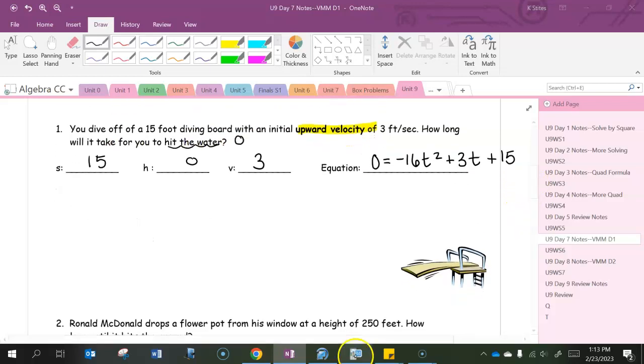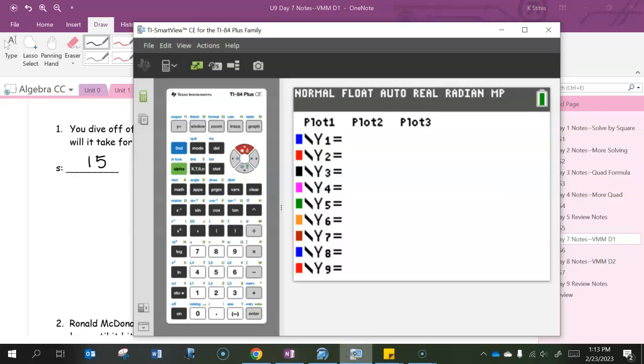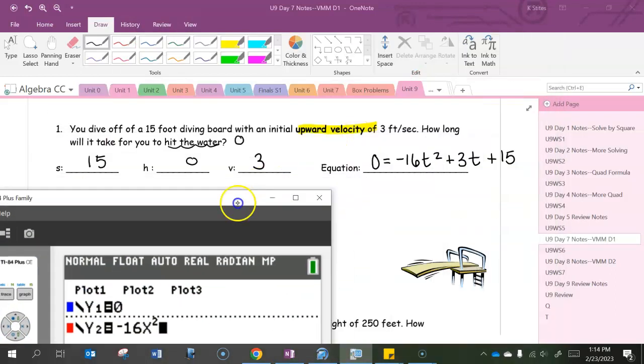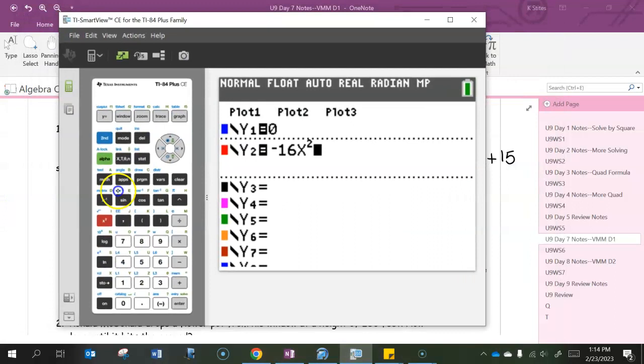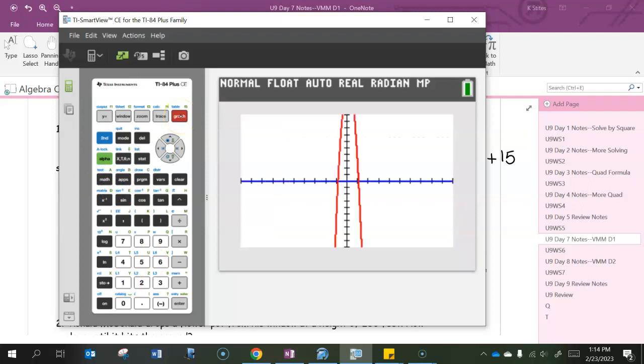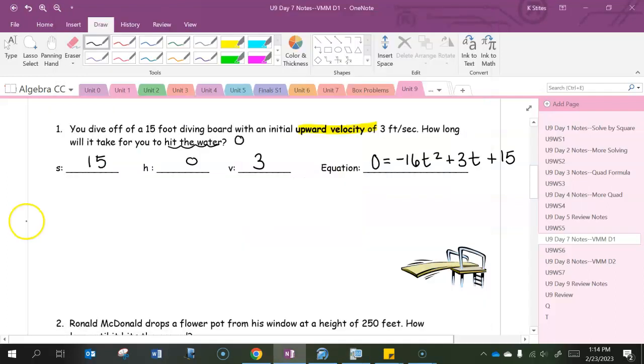All right, and now we're just going to go ahead to our calculator and graph that. So you'll go to your y equals, put your 0 in y1, and we'll type in the rest of it in y2. Make sure you use x: that's negative 16x squared plus 3x plus 15. And now we're just going to go ahead and graph. Okay, so this does create a parabola here, and depending on your teacher, they might make you find both intersection points or just one. I'm just going to go ahead and find one right now.